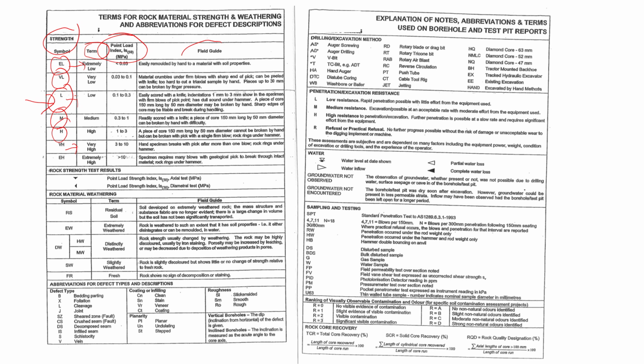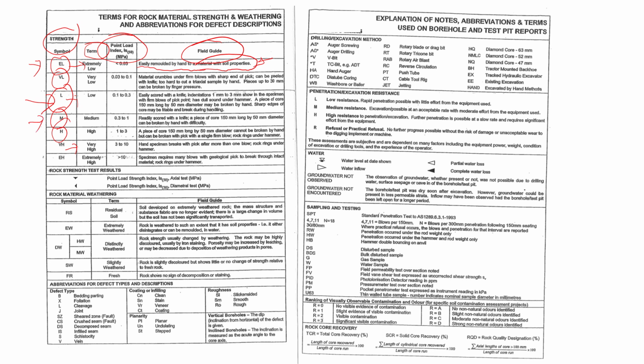So this is a guidance for engineers or practitioners in the field, so they can identify it. We cannot really bring a point load device with us to the field every time we go there. But when we read this description, we know approximately what level of strength this rock is going to have. For example, if we look at extremely low, it says easily remolded by hand to a material with soil properties, right?